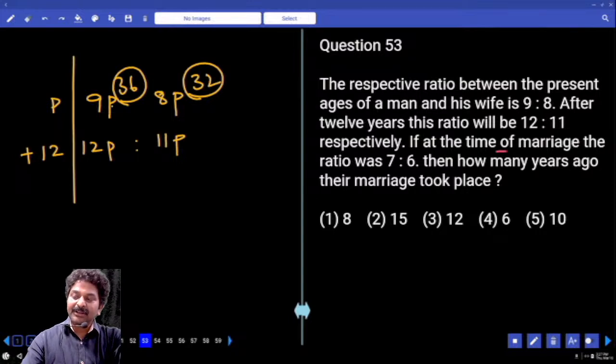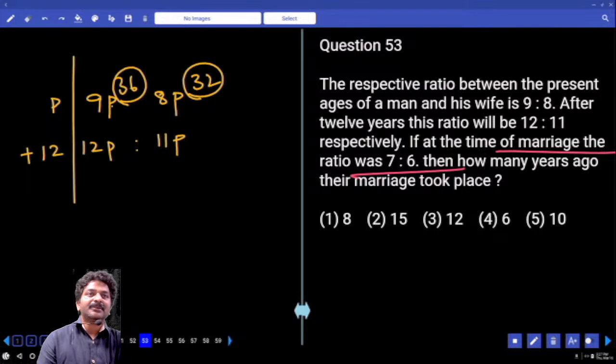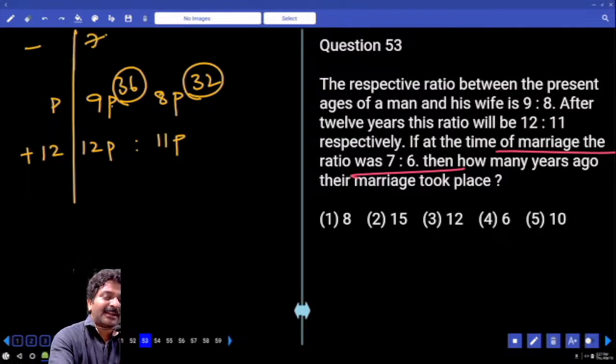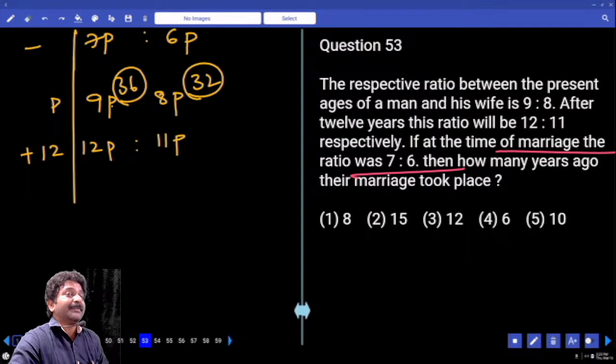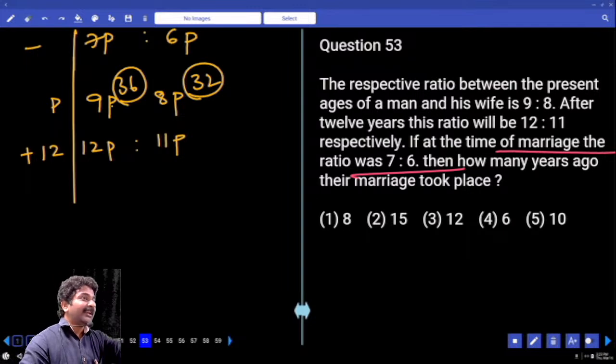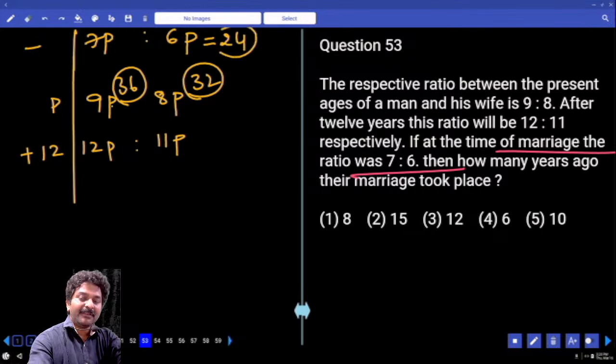Next, during the marriage time, their ages were in the ratio. So in the past, I don't know how many years back, but at that time, their ages were in the ratio 7 is to 6. Now at present, what is the age difference between both the persons? Anytime their age difference must be 4 only. Even at the time of marriage also, it has to be 4 years. At that time, how much was the difference in terms of parts? 1 part, that is equal to 4 only. That means 6 parts is equal to 24.